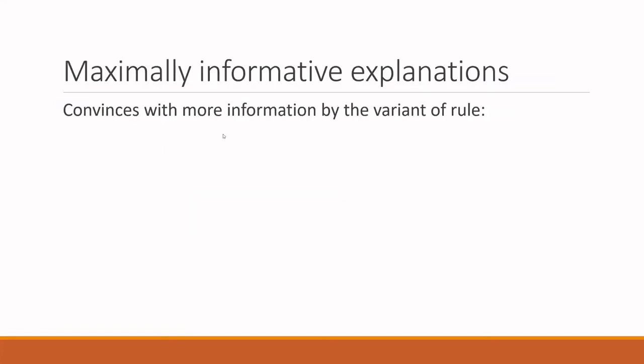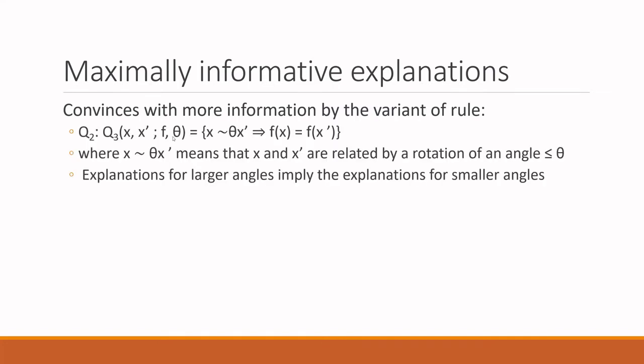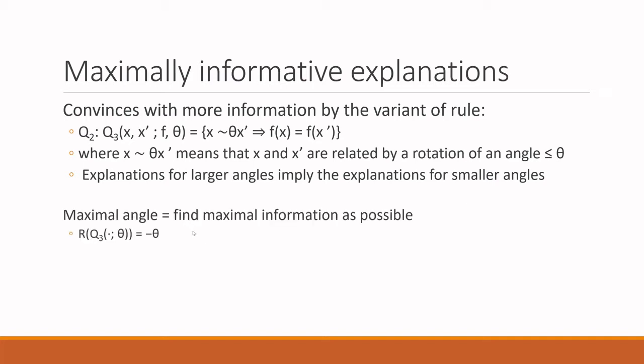It is usually not enough to find a good explanation that meets the requirement of simplicity and explicability. So a good explanation must combine with information to make people believe. Therefore, here is the upgraded version of the Q rule, where x and x prime are related by the rotation angle theta. The interpretation of a large angle can usually be applied to the interpretation of a small angle, which makes theta equal to 0. Therefore, the maximum angle means finding as much information as possible.